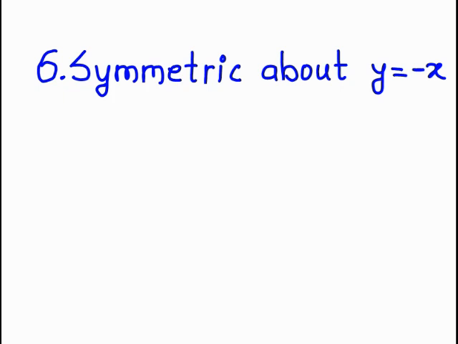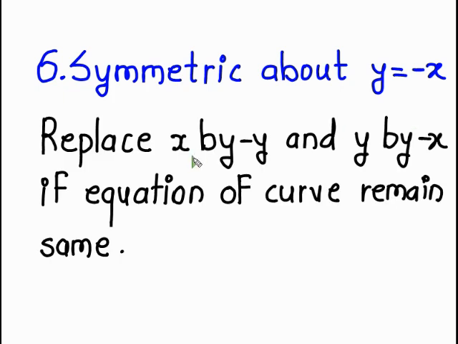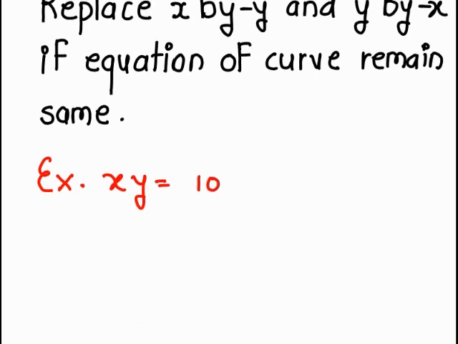Let's go for the next axis of symmetry, that is y equal to minus x. It suggests that if we replace x by minus y and y by minus x, and the equation remains the same, then it is symmetric about y equal to minus x. Consider xy is equal to 10. If we replace x by minus y and y by minus x, minus y into minus x, we get plus yx. So yx is equal to 10, meaning the equation remains unchanged.